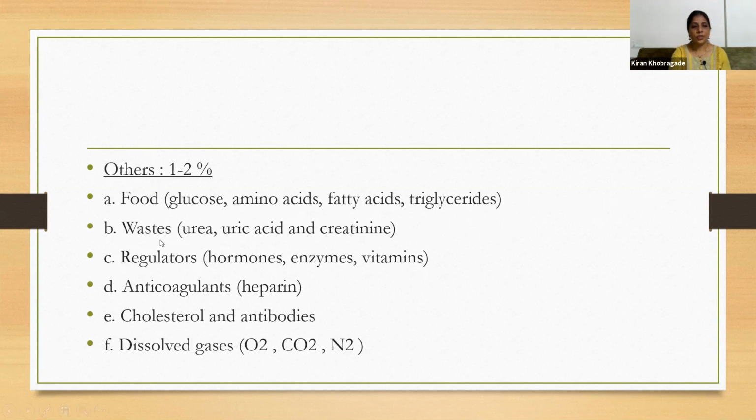Then it also consists of regulators, that is hormones. We know our body has different types of hormones, and all the different hormones have different roles to play. Then it consists of enzymes and vitamins. Also, it consists of anticoagulants. That means it does not allow clotting of blood, that means formation of lumps. That is heparin. Then cholesterol and antibodies, and then dissolved gases like oxygen, carbon dioxide, etc.